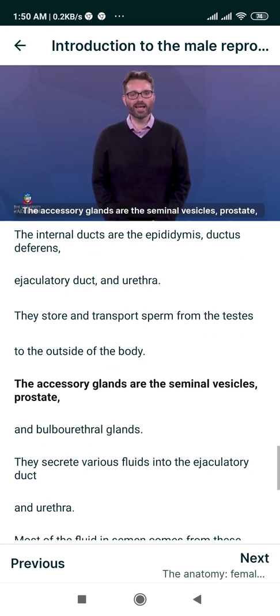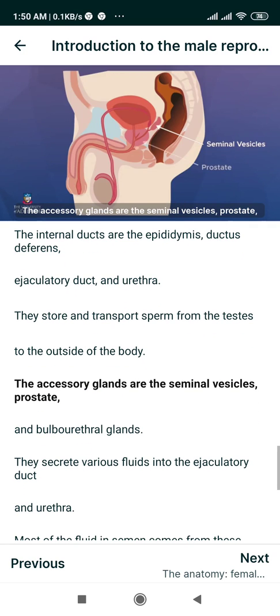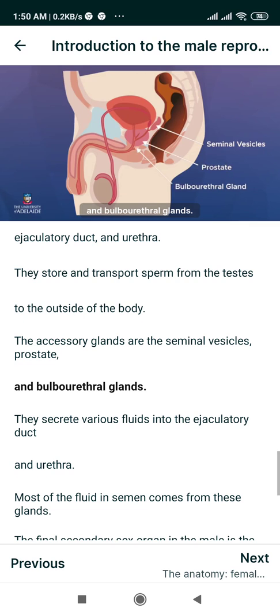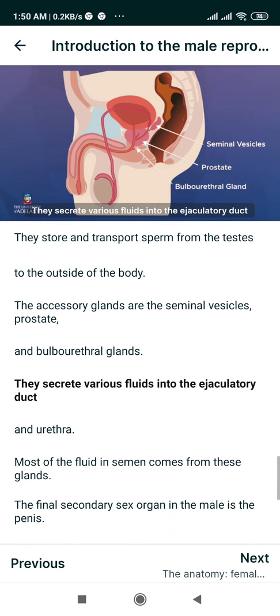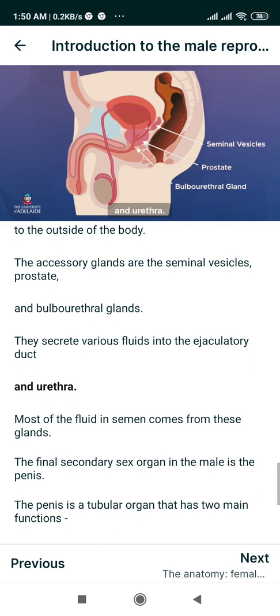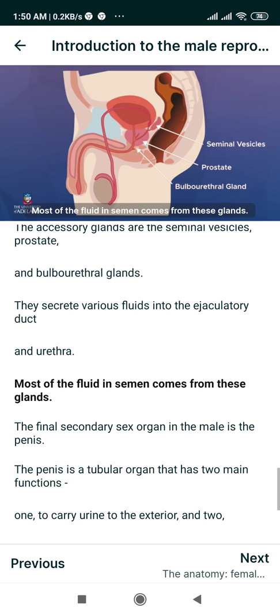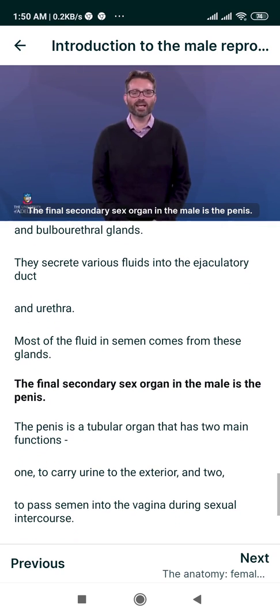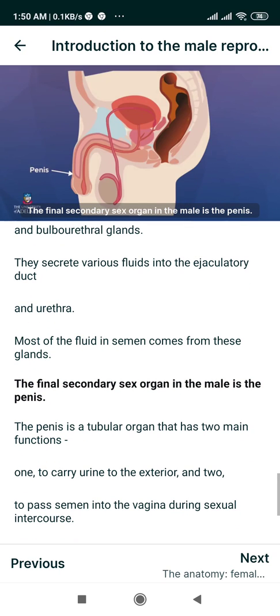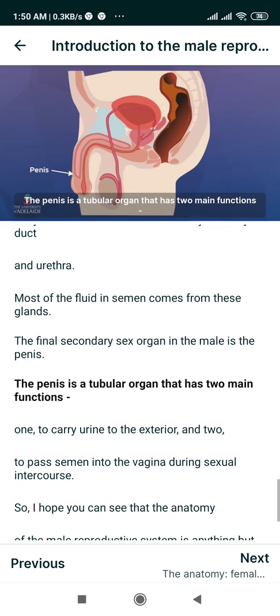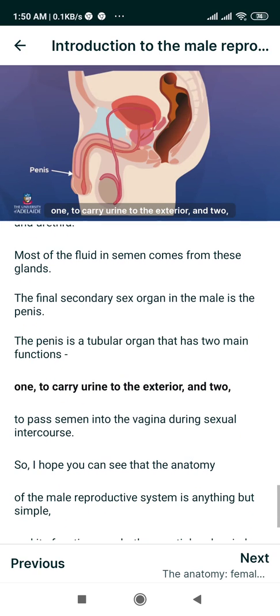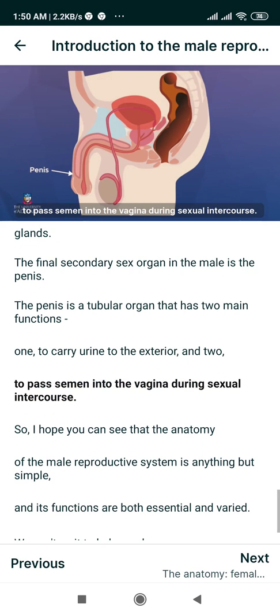The accessory glands are the seminal vesicles, prostate and bulbourethral glands. They secrete various fluids into the ejaculatory duct and urethra. Most of the fluid in semen comes from these glands. The final secondary sex organ in the male is the penis. The penis is a tubular organ that has 2 main functions. 1. To carry urine to the exterior, and 2. To pass semen into the vagina during sexual intercourse.